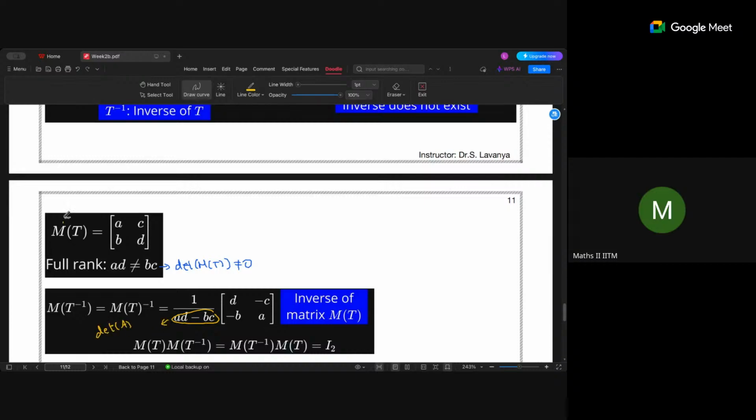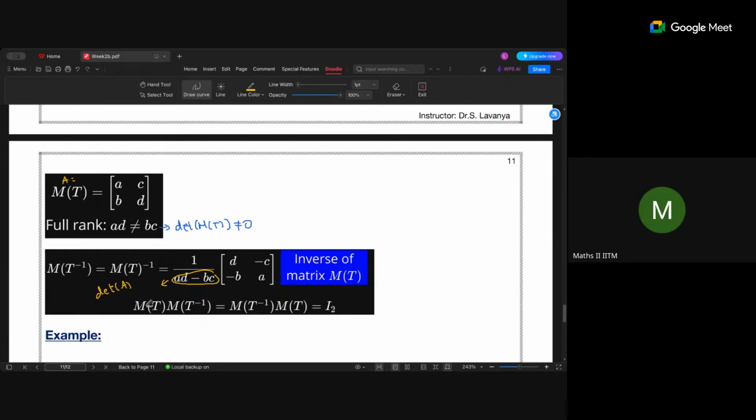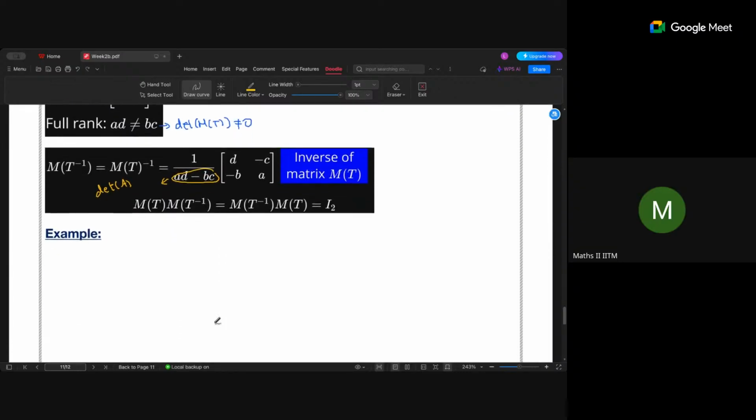So if I'm calling this as A, then this is the determinant of AD minus BC. Okay, and this is the inverse of the matrix. So how do you find the inverse of a transformation? Let's look at an example.